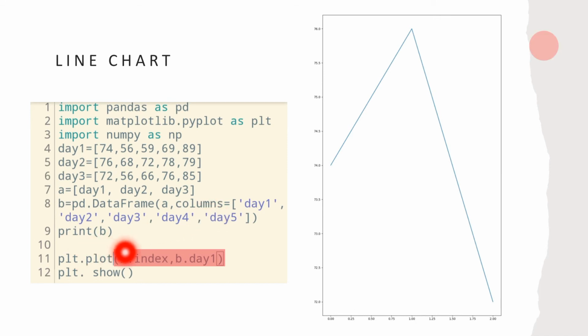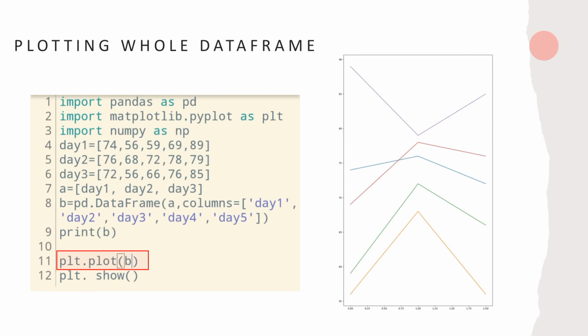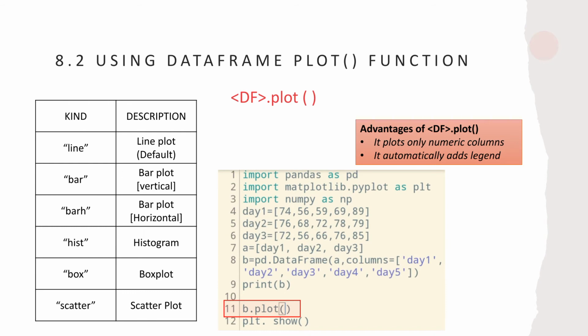Now plt.plot, and we pass b.index and b.day. B is our data frame, and this index value is 0, 1, 2, and day 1 we have 74, 56, 59, 69, 89, and we'll create a line plot with that data frame value. If you want to plot the whole data frame, we will just write b, that is the data frame name, and we'll plot all the data values present there using the data frame plot function, our second part.